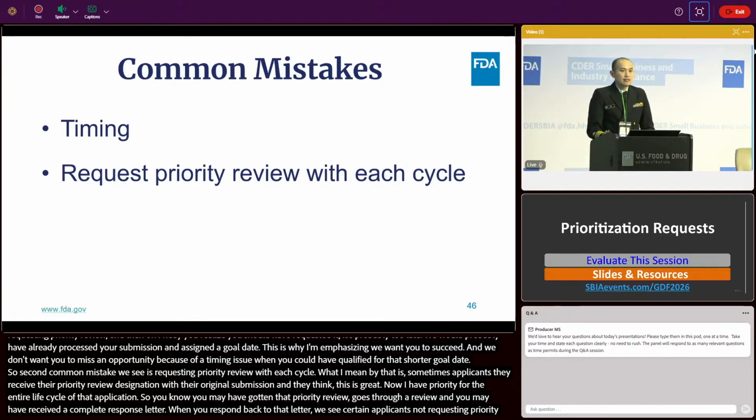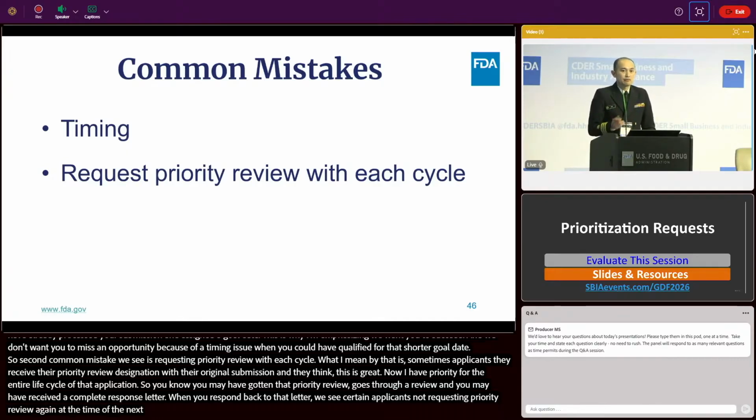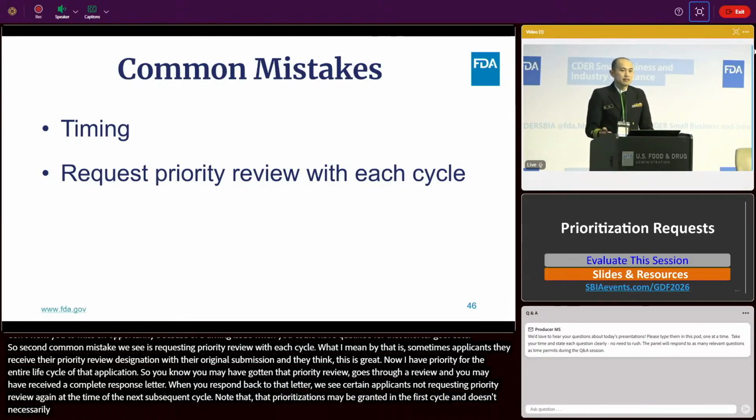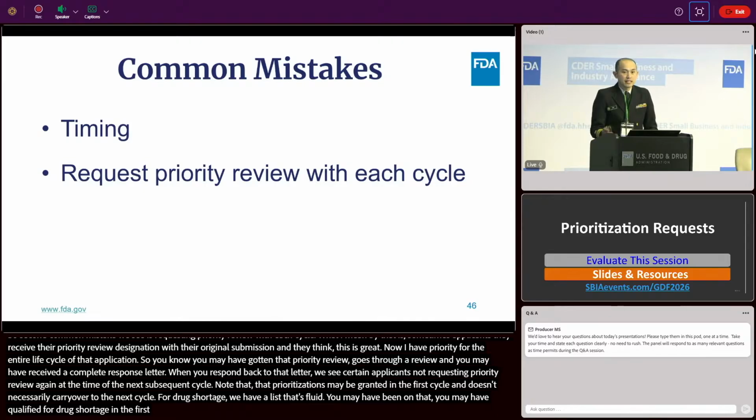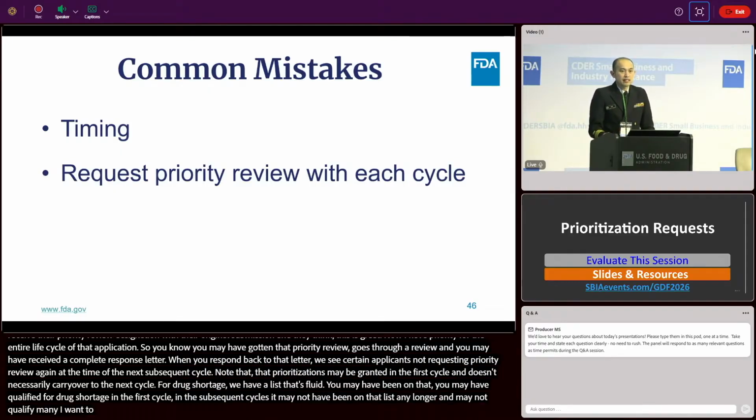Please note that prioritization may have been granted in the first cycle, but that doesn't necessarily carry over to the next cycle. For example, for drug shortages, we have a drug shortage list that's fluid. You may have qualified for drug shortage in the first cycle, but in subsequent cycles, it may not be on that drug shortage list any longer, so it may not qualify. So, I just want to remind all of you again: with each submission, with each cycle, you need to explicitly request that priority review.